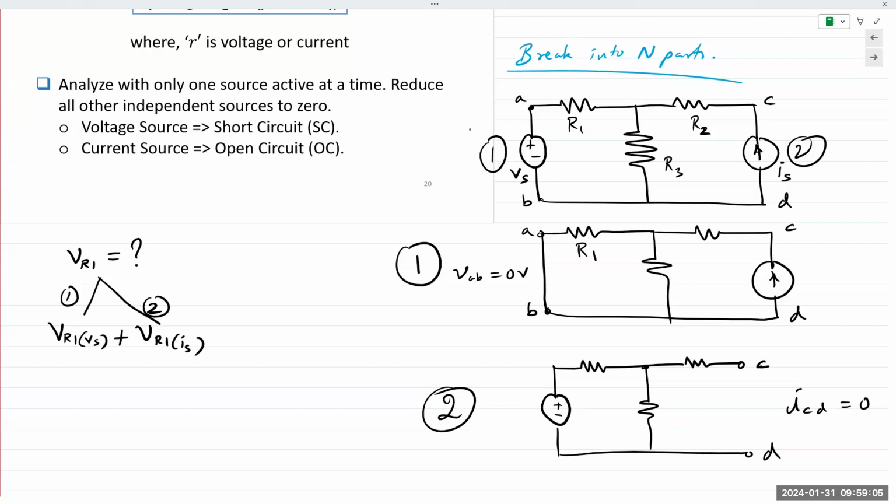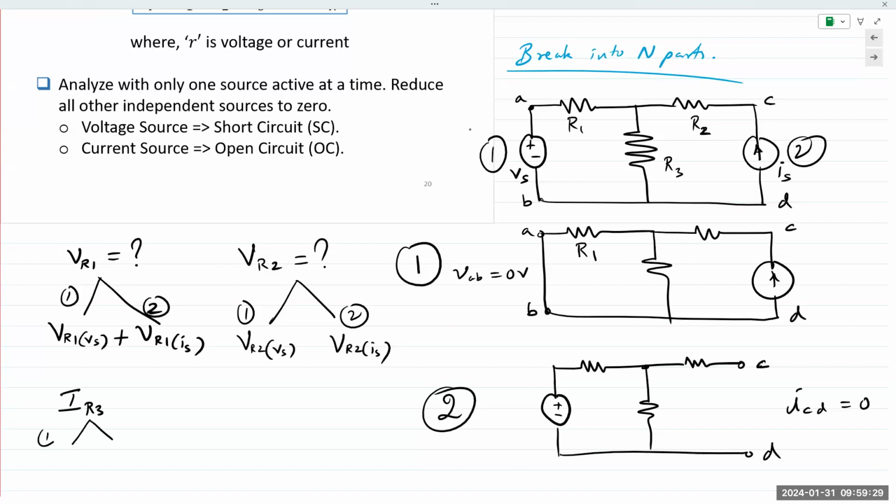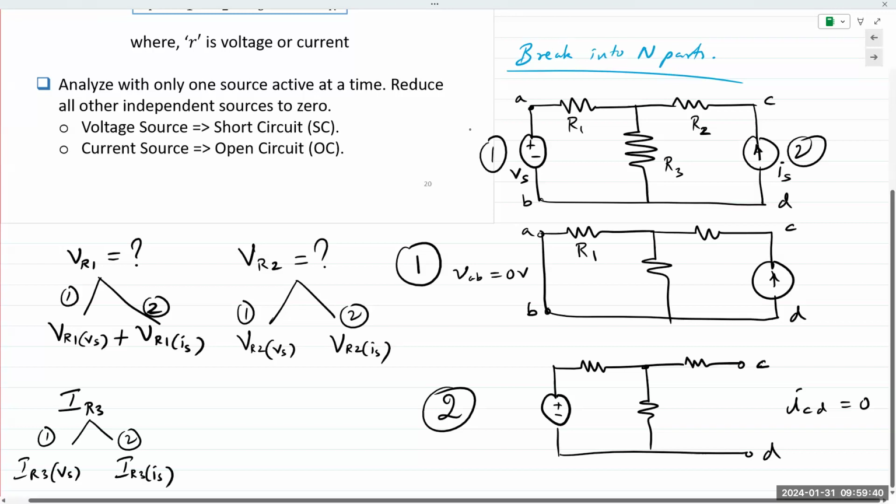If I wanted to find VR2, I would have to perform a separate analysis. And the same thing, VR2 is now in 2 parts: VR2 due to Vs and VR2 due to Is. Same thing if I wanted to find voltage or current for IR3, it is also 2 parts. So IR3 due to Vs and IR3 due to Is. Does that make sense to everyone?